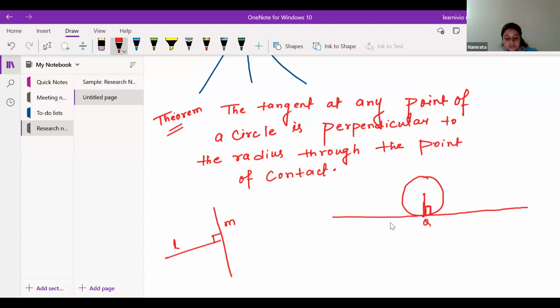I'm asking how many tangents a circle can have. Unmute yourself. A circle can have how many tangents?